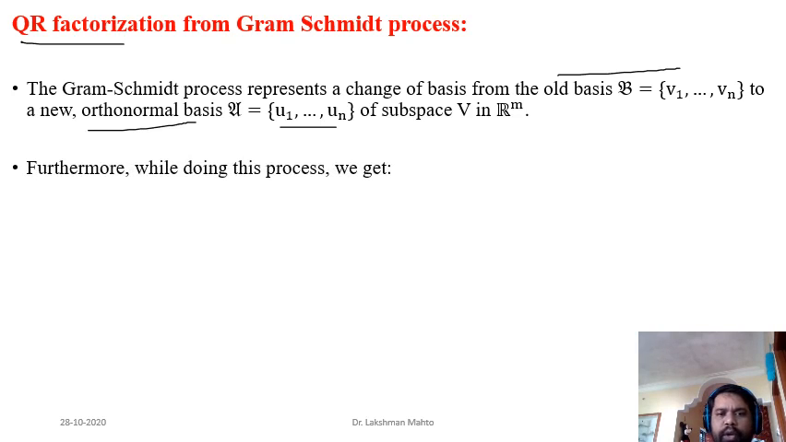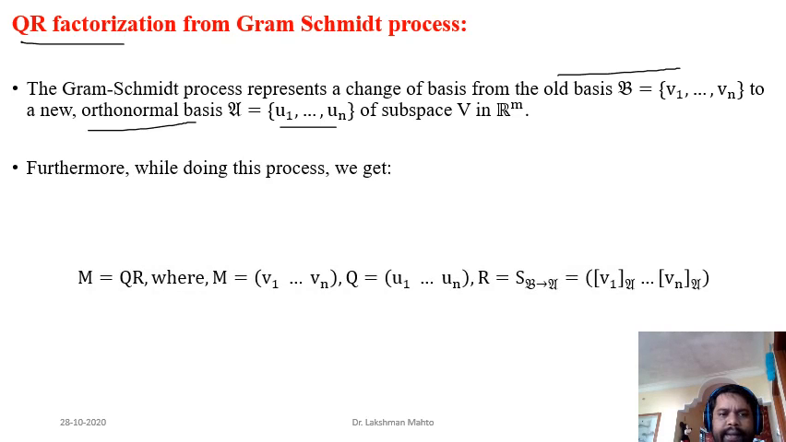So furthermore, while doing this process, we came to know that the matrix whose columns are these old basis elements can be factored into two matrices Q and R, where Q happens to be a matrix whose columns come from the newly constructed orthonormal basis. First column would be U1, second column would be U2, and last column would be UN. And what is R? R is an upper triangular matrix, or you can simply say that it is a change of basis matrix from old basis B to new orthonormal basis A. So R is a change of basis matrix.